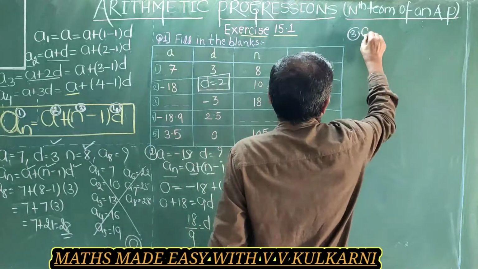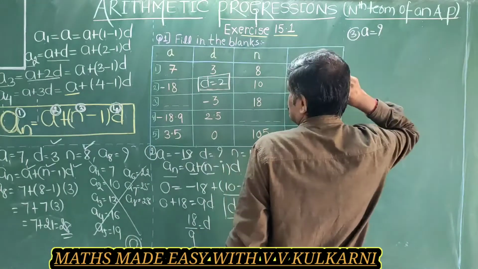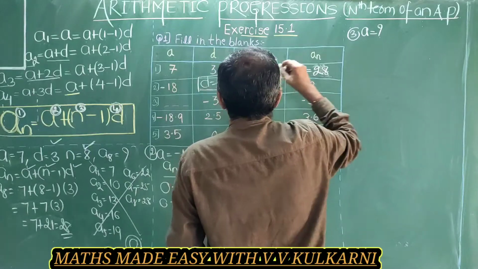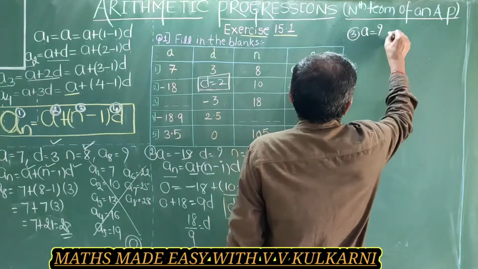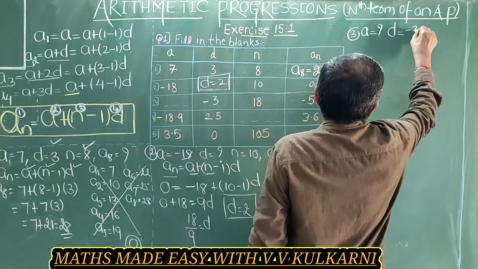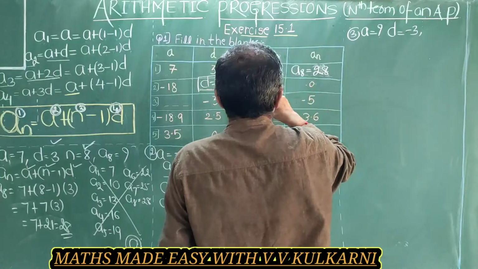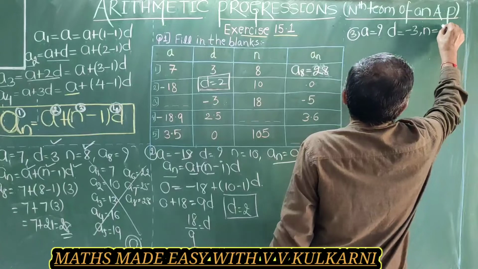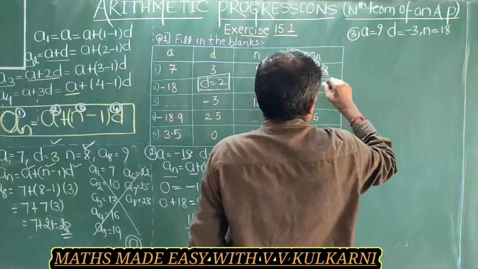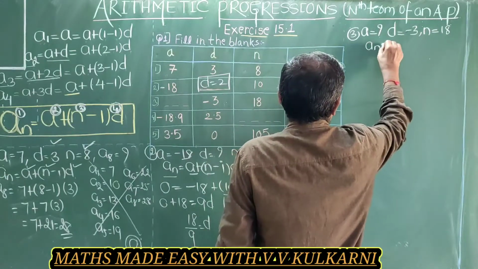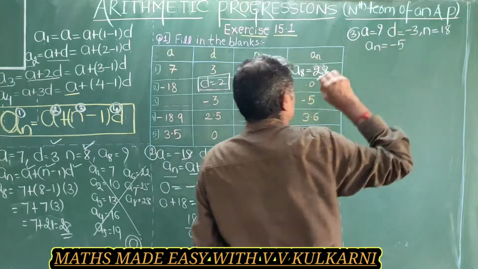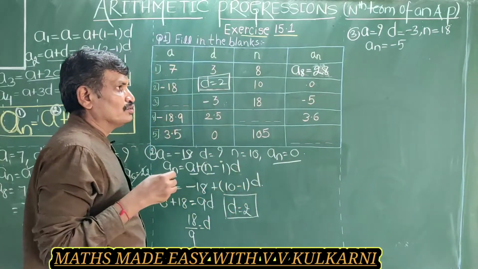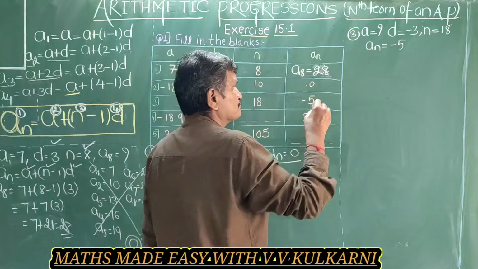So, a is not known to me, d is known to me, n is also known to me, and the nth term is also known to me. So my dear children, out of 4 unknowns, 3 are known to me.